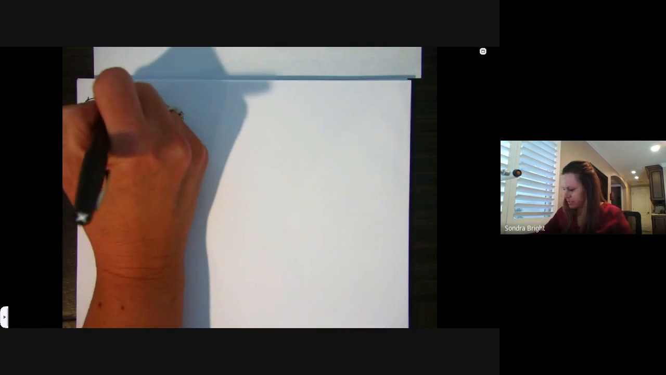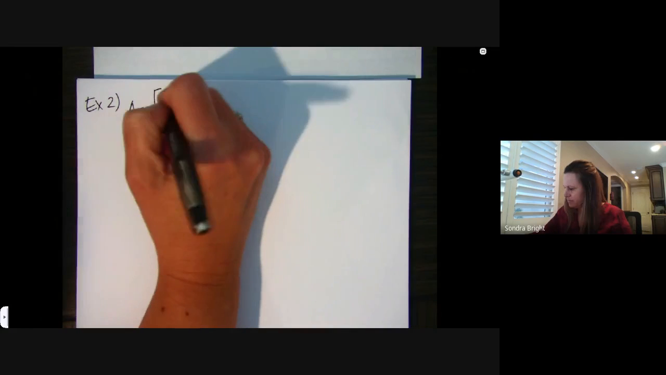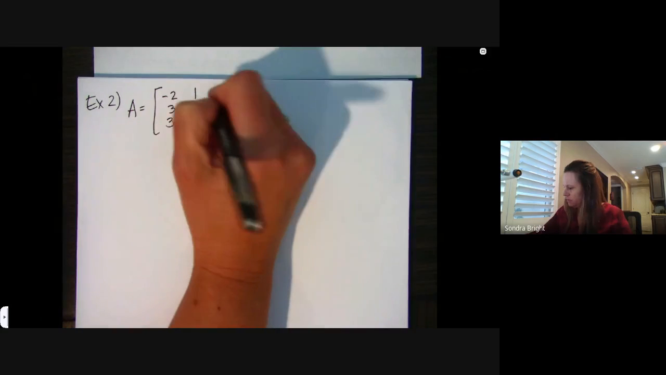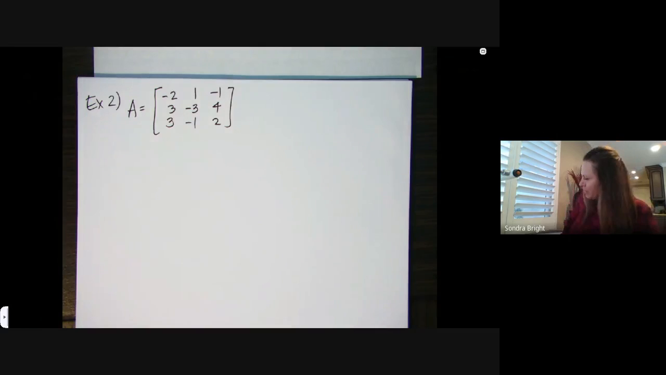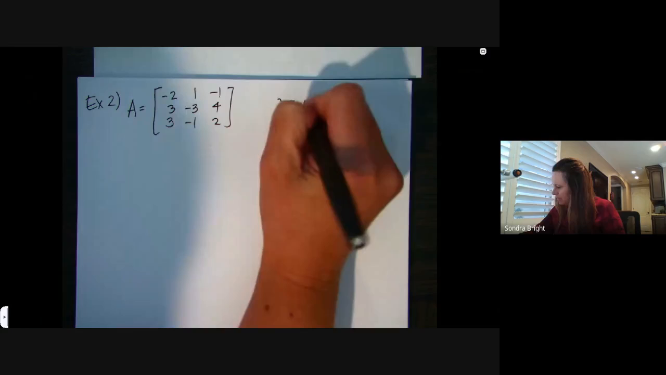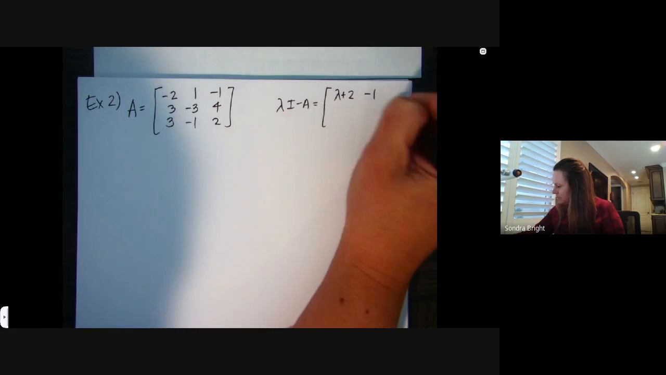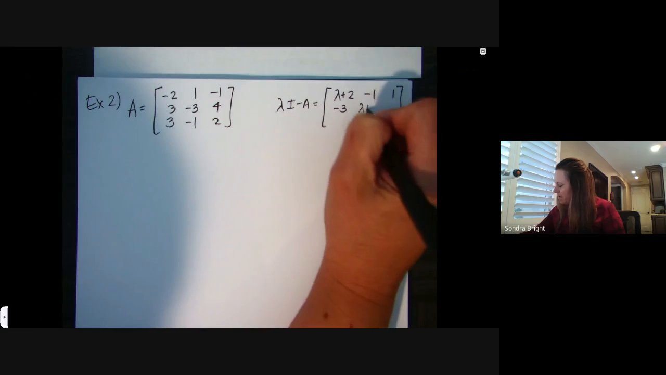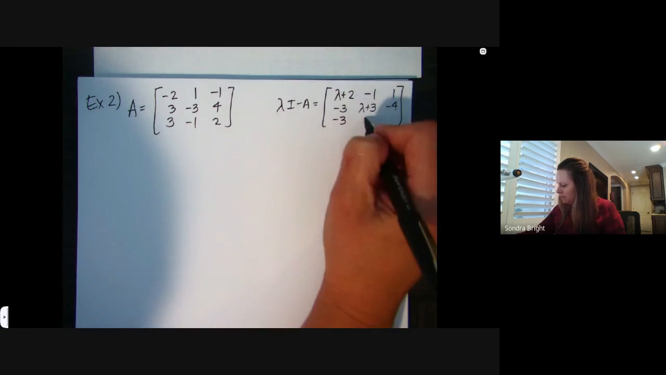This time, my matrix is a 3 by 3: -2, 3, 3, 1, -3, -1, -1, 4, and 2. All right, so again, we're going to start off with lambda I minus A. And that would give me a lambda plus 2, a -1, a +1, -3, lambda plus 3, -4, -3, +1, lambda minus 2.